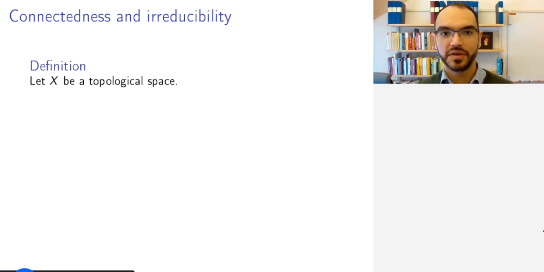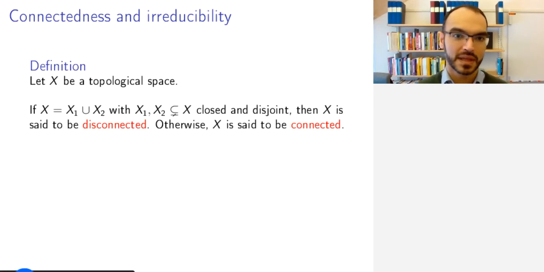In this video, we will talk about two notions that will be important when we talk about the Zariski topology, but they can be defined for any topological space. And those are the notions of connectedness and irreducibility. So take a topological space X, a space with a topology.